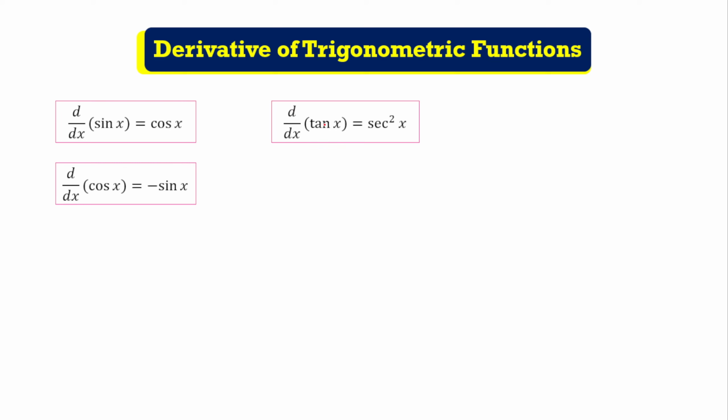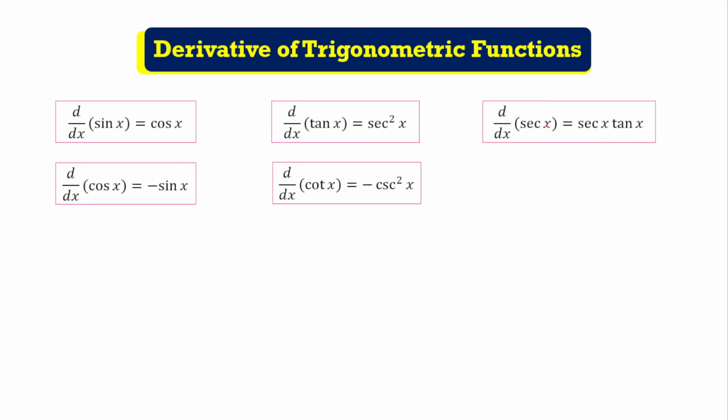Always remember that the derivative of tangent x is secant squared x. The derivative of cotangent x is negative cosecant squared x. The derivative of secant x is secant x tan x. The derivative of cosecant x is equal to negative cosecant x times cot x, or negative cosecant x cot x. Okay, so we apply these trigonometric rules to solve problems involving trigonometric functions.